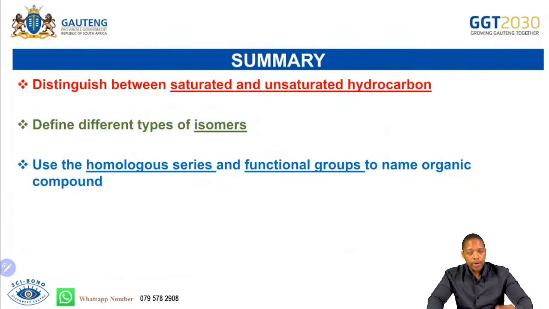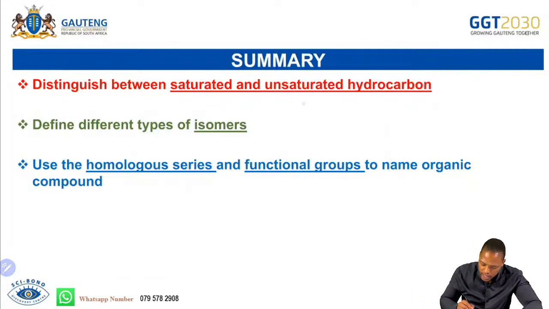Okay, right. So I want us to go back a little bit and look at what we've covered for the day and what is important. Today, grade 12, we've looked at saturated and unsaturated hydrocarbons. We say saturated hydrocarbons: these are hydrocarbons containing single covalent bonds between carbon atoms.